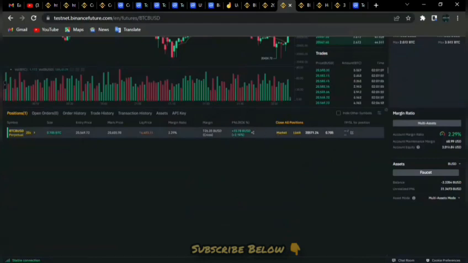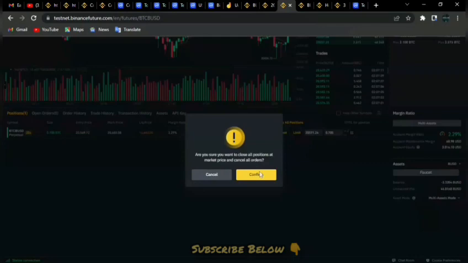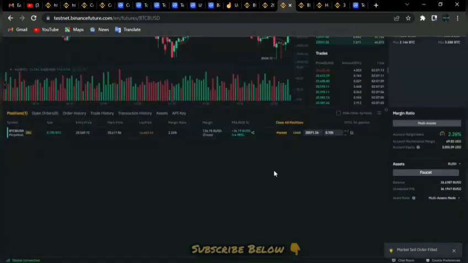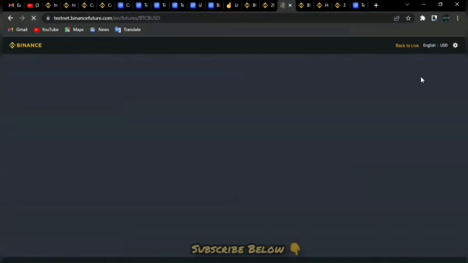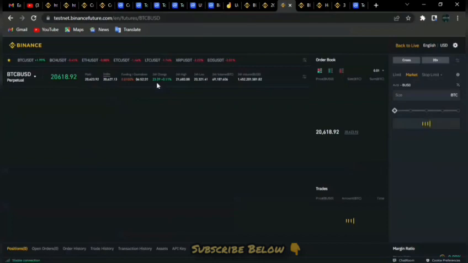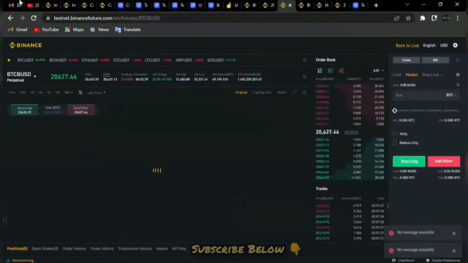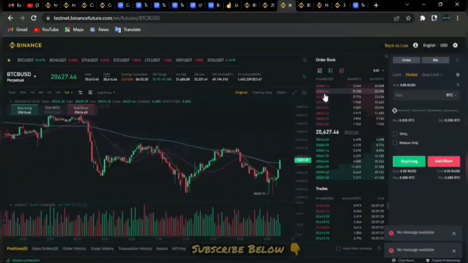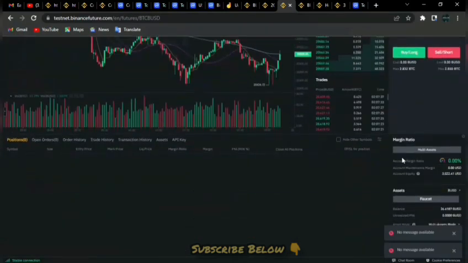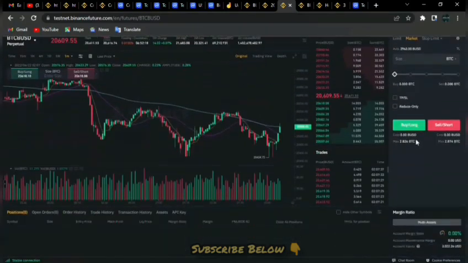So you can decide to close this. You don't want to be too greedy, so close this. If you feel you want to close it, we just made about $36. I'm going to refresh this for you to see. I think we used 20x leverage. So you always want to take note of the leverage that you're currently using, so you don't miss out on the leverage that you're supposed to use, and be aware of what you're currently using.